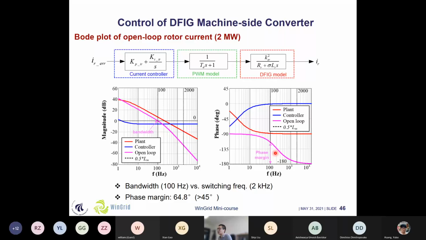Here we can see that the phase margin is more than 60 degrees, so it's enough for system stability. If we also consider robustness, that means if the mutual inductance is reduced to half, we can see that the parameters are not that sensitive, because there are not so many changes in this Bode plot diagram.